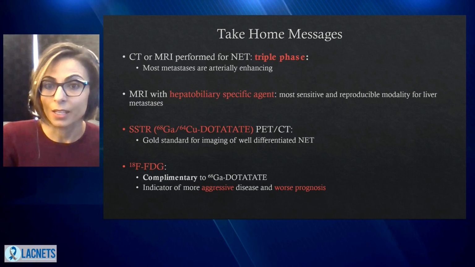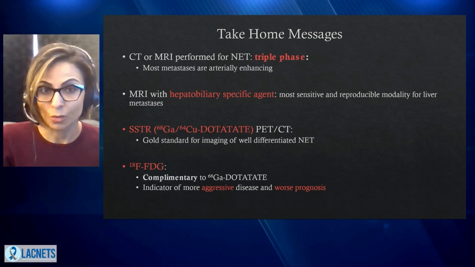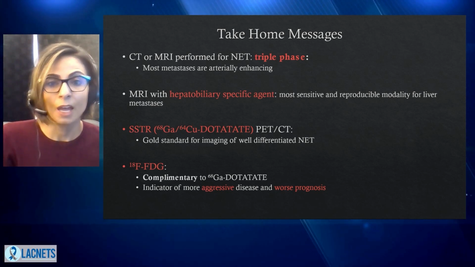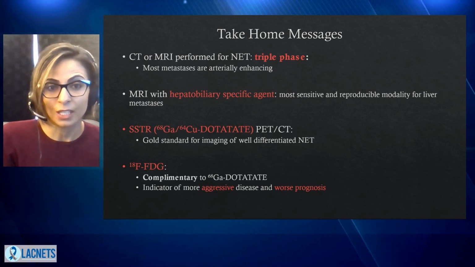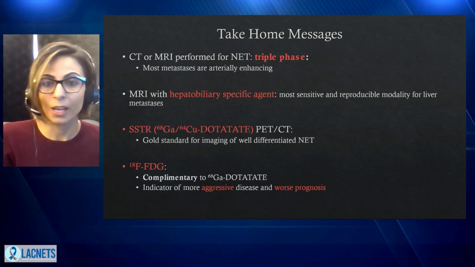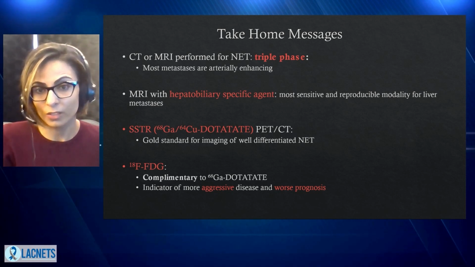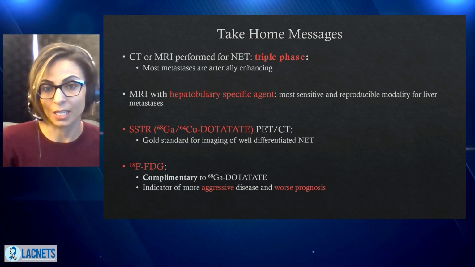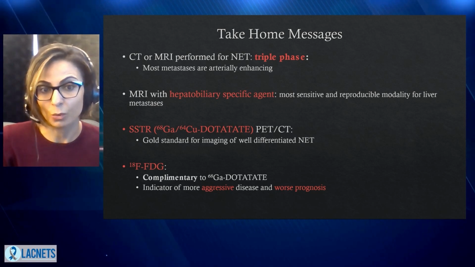With this, I come to the end of my talk, and those are my take-home messages. So it's important to do multi-phase or triple-phase imaging with CTs or MRIs performed of the abdomen. MRI with hepatobiliary specific agent or Eovist is very sensitive and accurate to evaluate liver metastases. Dota-tate PET is our gold standard for well-differentiated NETs. Gallium and copper are considered equivalent, and FDG PET is going to give us complementary information to Dota-tate and is going to basically detect more aggressive disease with worse prognosis.